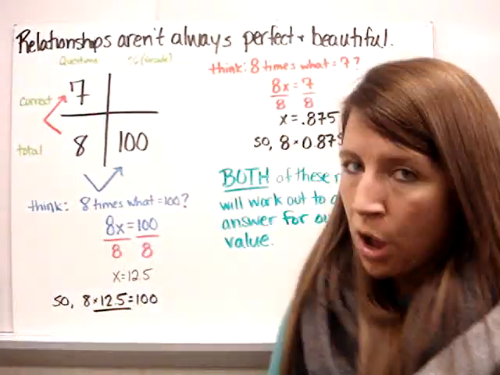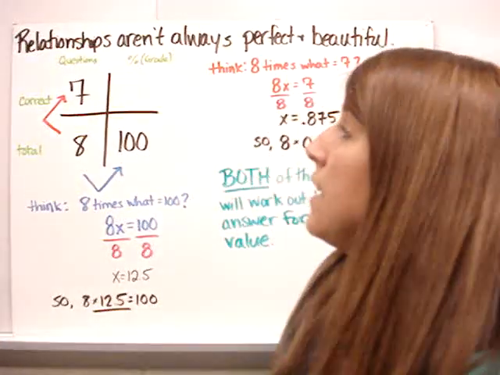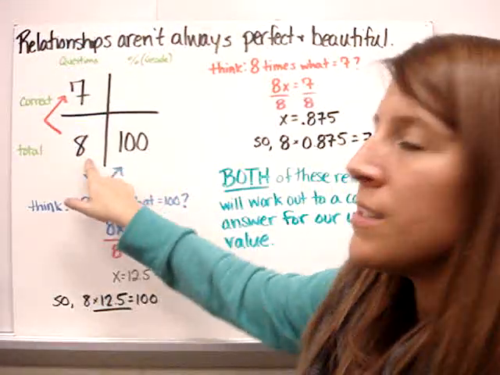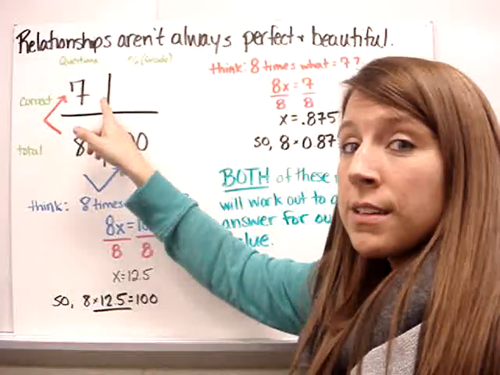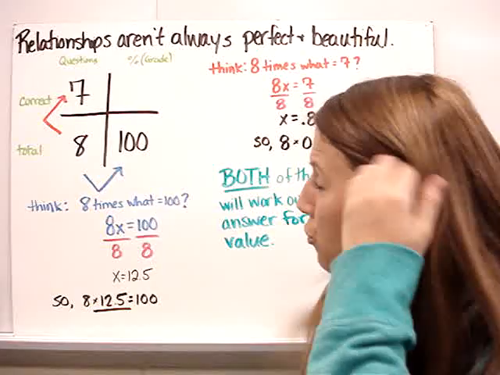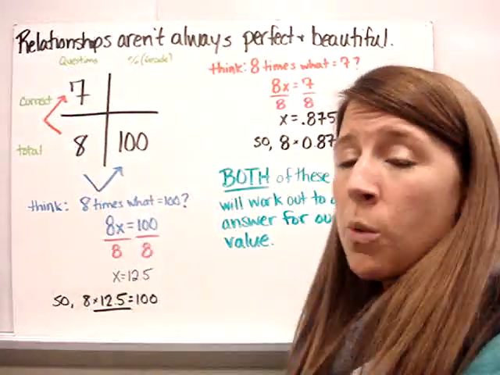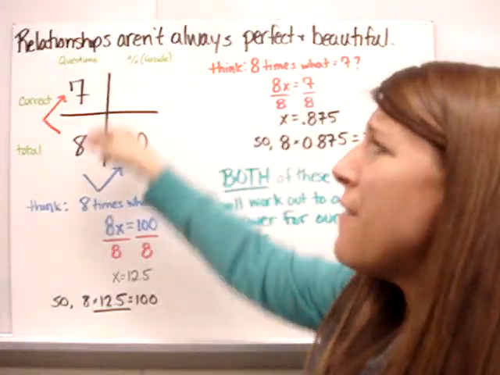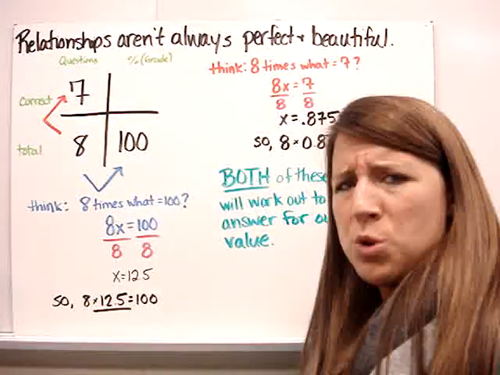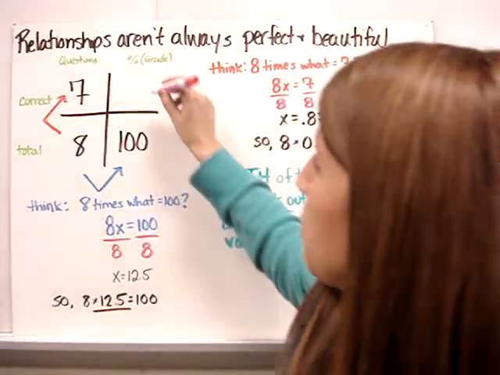just like we just saw, relationships aren't always perfect and beautiful. Here is an example. If you had 8 questions on a quiz and you got 7 right, well, that transforms into a grade, which is a percent, which is out of 100. So 100 would represent the total. 8 does not evenly go into 100, and 7 and 8 don't have a beautiful relationship. 7 doesn't go into 8. So we need to find out what percent that would be.